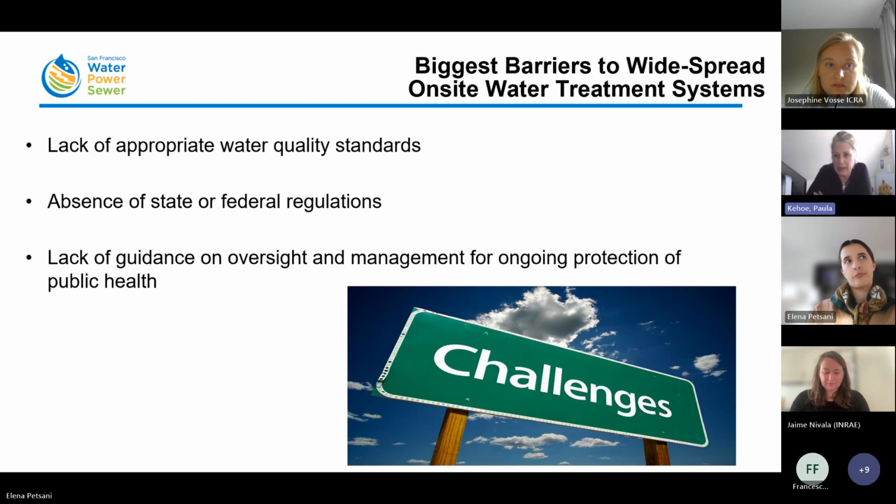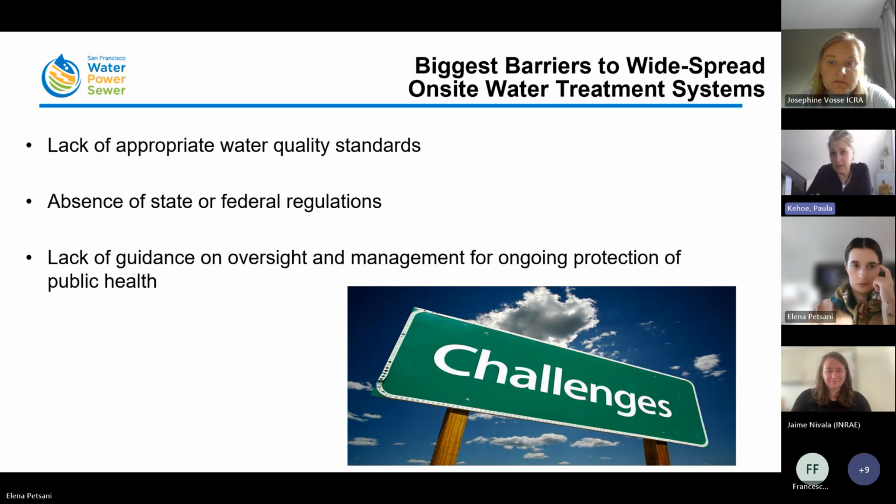What is the appropriate standard that needs to be set and achieved so these treatment systems can be protective of public health? In the US, we don't have any national or federal standards. We have some state standards that are very inconsistent and not necessarily protective of public health. And also there's a lack of guidance and oversight in management for, again, the ongoing protection of public health.